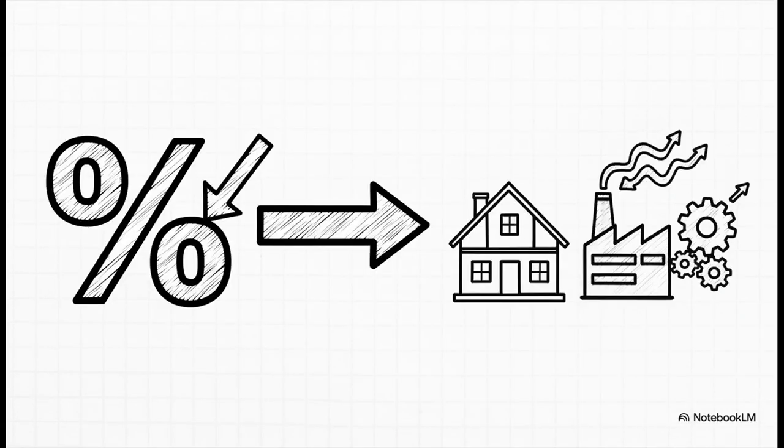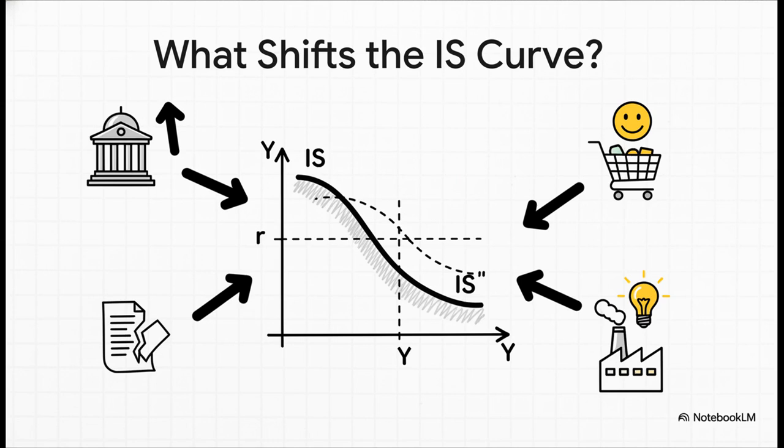Just think about it. When interest rates are low, it's way cheaper for companies to borrow money to build factories, or for you to get a mortgage. All that new spending gives the whole economy's income and output a nice boost. But here's the thing. This curve doesn't just sit there. It can actually shift. For instance, if the government suddenly decides to spend a ton on new infrastructure, or if everyone suddenly feels really optimistic and starts shopping more, the whole IS curve shifts over to the right. That means we get a higher level of economic output at every single interest rate.